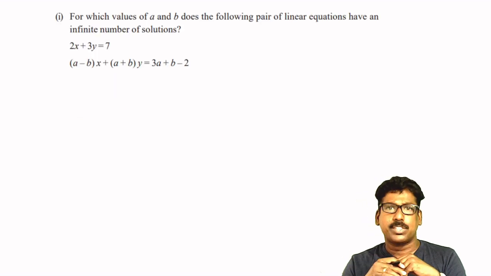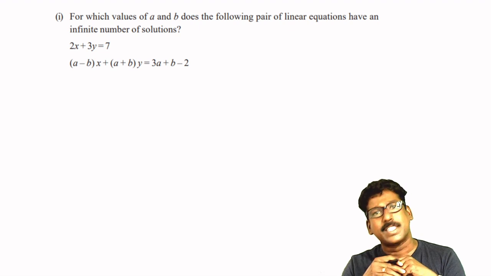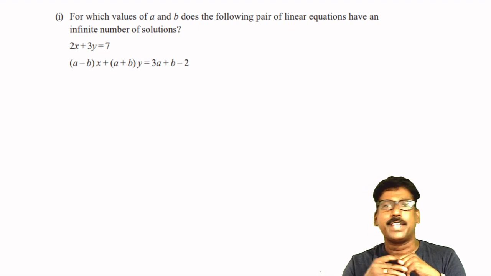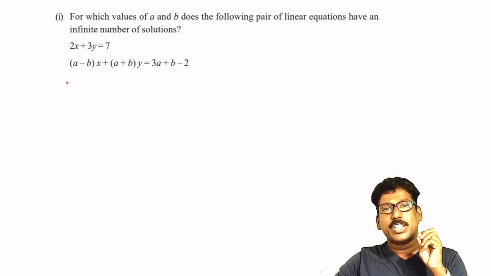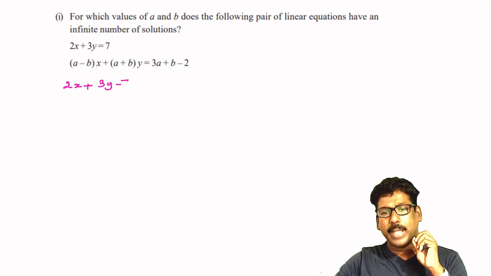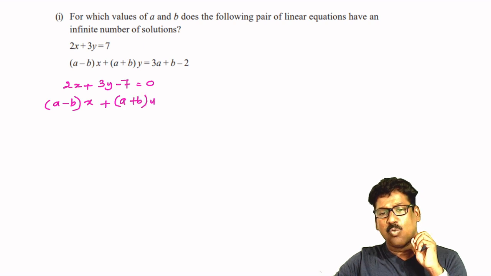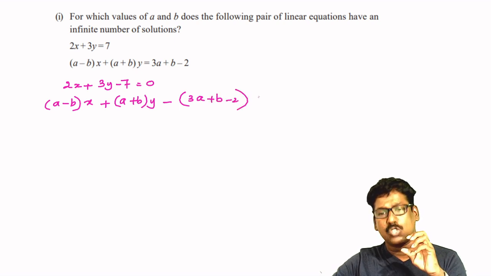For this type of question, first write the given equations in standard form. Then you write a1, b1, c1 and a2, b2, c2. The given equations in standard form you can write as 2x plus 3y minus 7 is equal to 0, then (a minus b) x plus (a plus b) y minus (3a plus b minus 2) is equal to 0.